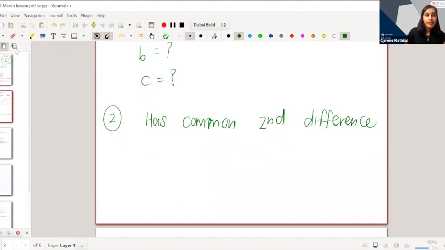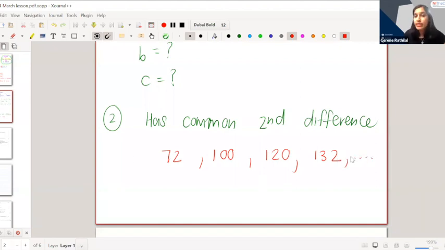Let's just do this. Let's say I gave you the pattern 72, 100, 120, and let's go with 132. It turns out that what I've written down here is a quadratic number pattern. If it is indeed so, then we must be able to find a common second difference. So what is the first difference? By a first difference, I simply mean taking the difference between consecutive values in the sequence. So I will have to take 100 minus 72. And what is 100 minus 72?